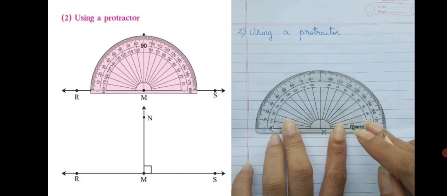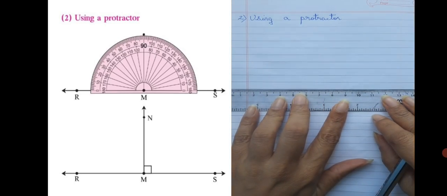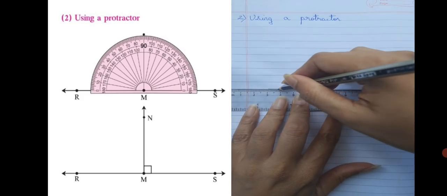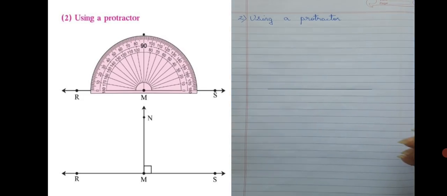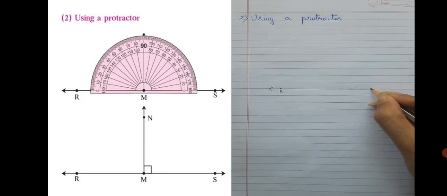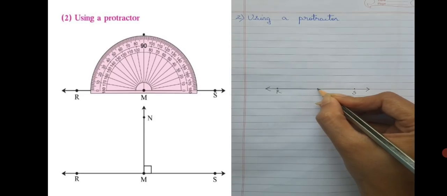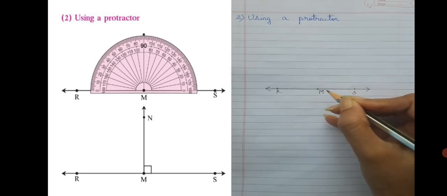So now you can see the line is line RS and the point on the line is point M. Let's learn how we can draw a perpendicular to RS at point M using a protractor. So first thing, we will start with drawing a line. So using a scale, you are going to draw a straight line. Mark the ends with arrows. Name the point R and the other point as S. So RS is a line and the point on the line is M.